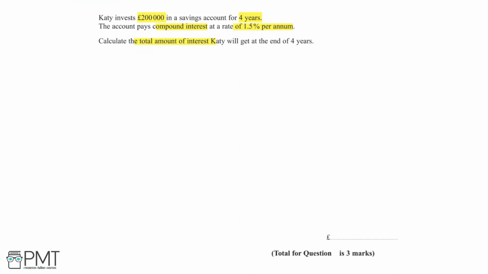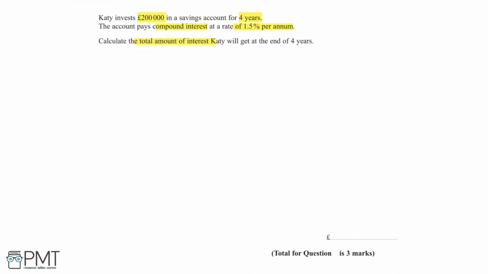Now let's start by finding the total amount of money that Katie will have in her savings account after 4 years. So we start with £200,000. If we have compound interest at a rate of 1.5%, we have an increase of 1.5%. And so as a multiplier, this can be written as 1.015. And so if this continues for 4 years, we have an increase of 1.5% each year. And so every year we'll multiply by 1.015.